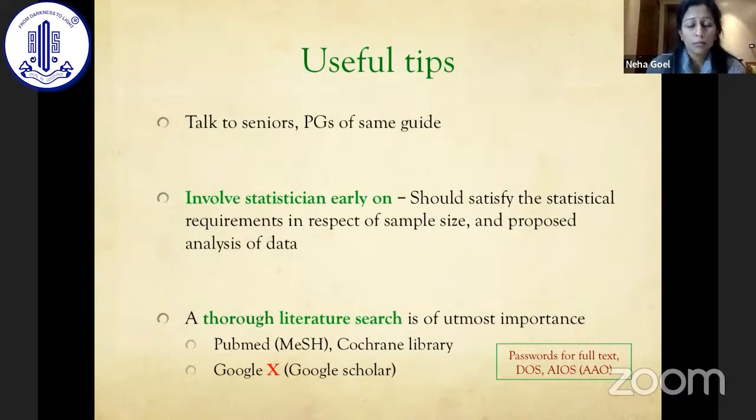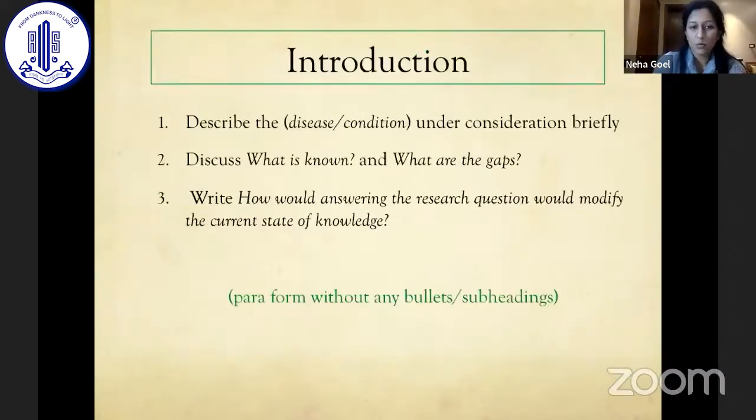So arm yourself with the internet, with PubMed, Cochrane Library, all these. Get savvy with these tools, because you will keep needing to do literature search all throughout, not just your post graduation but your career as well. Getting full text can sometimes be a challenge if your institution does not have access. So DOS, AIOS, and all these organizations can help you to get passwords.